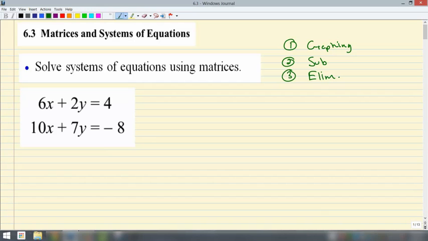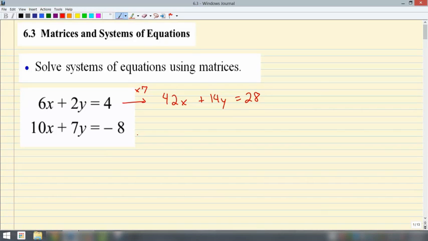And so we may have had a system like this, 6x plus 2y equals 4, and 10x plus 7y equals negative 8. And what I'd like to do is solve this using the elimination method. So the first thing you have to decide is what variable do you want to get rid of? X or y, and you say y. Okay. So if we're going to get rid of y, we're going to take our top equation and multiply it by 7. And we're going to take our bottom equation, and we'll multiply that by a negative 2.